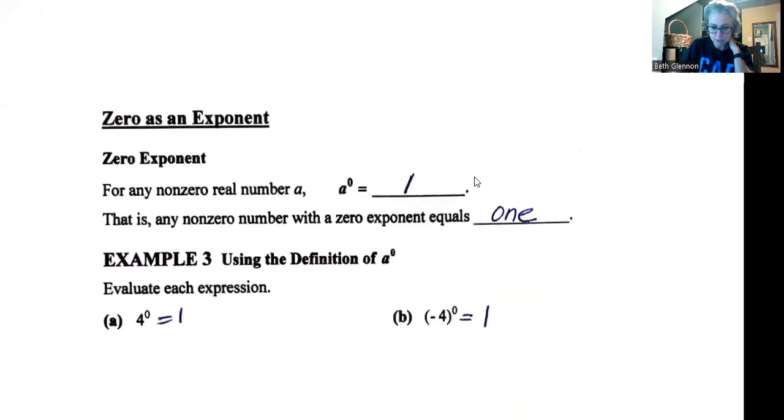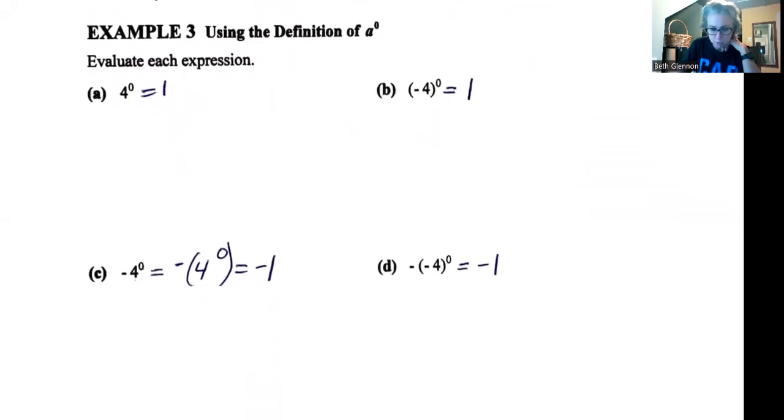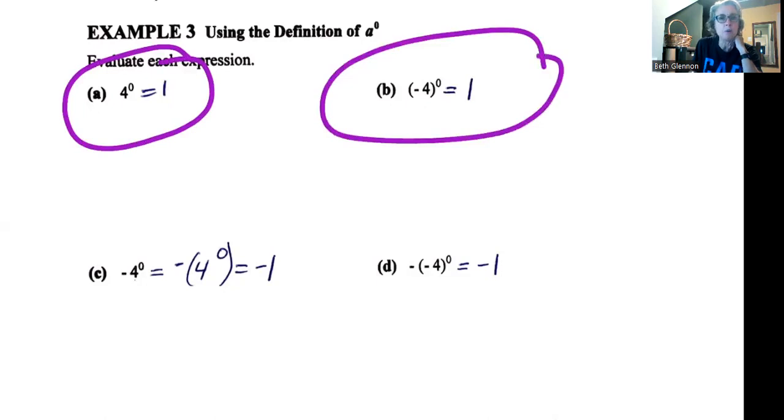Let's see what else we have here. 0 as an exponent. Anything to the 0 power is always going to be 1. We can't do the problem if it's not 1. We have to define it that way. So these are kind of easy peasy fun ones. 4 to the 0 power, 1. Negative 4 to the 0 power, 1.